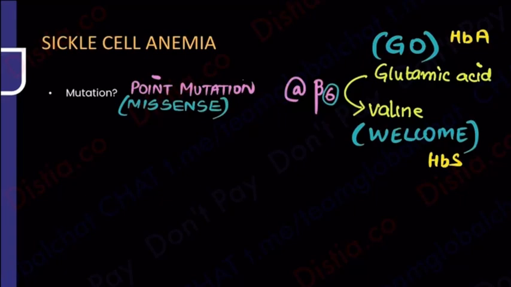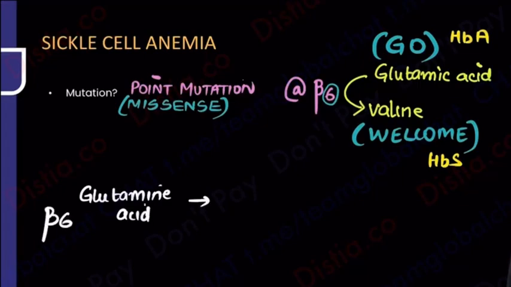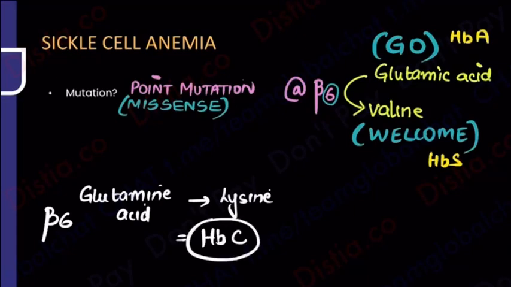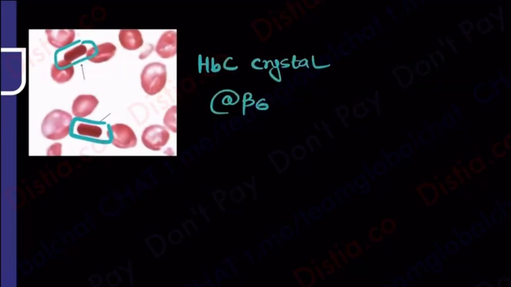Moving on to the next, before I start discussing this in a lot of detail, I just want to tell you that if the same glutamic acid at the beta 6 position changes into lysine, that is known as HbC hemoglobin disorder. I'll show you how the HbC crystals look. This is something I'm telling you for your higher institute exams. At the beta 6 position, the glutamic acid changes to lysine.